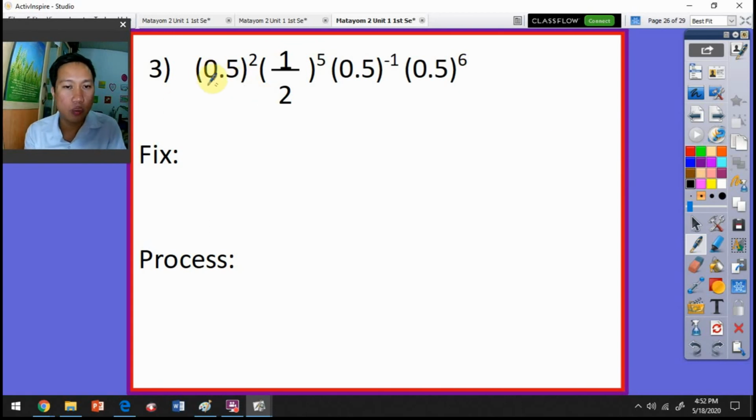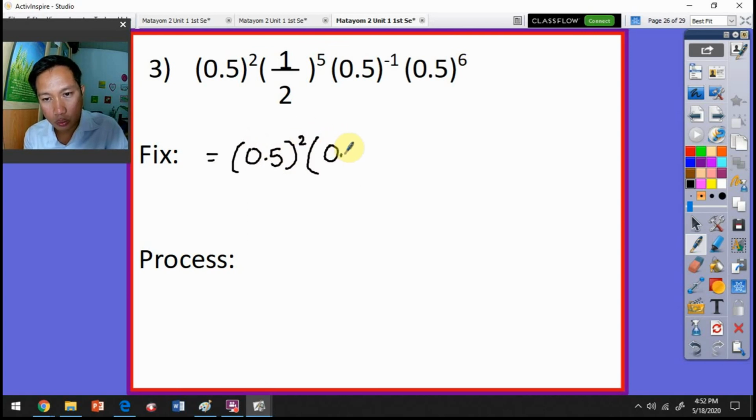Now we have to fix this one. You see 0.5, we have 1/2, 0.5, 0.5. How will we fix it? We will change 1/2 into 0.5. So we will have the same base.